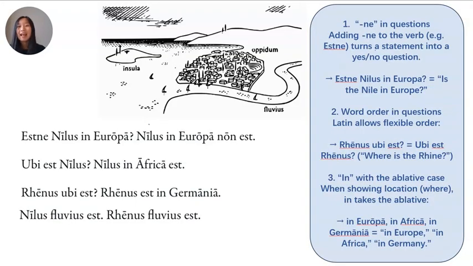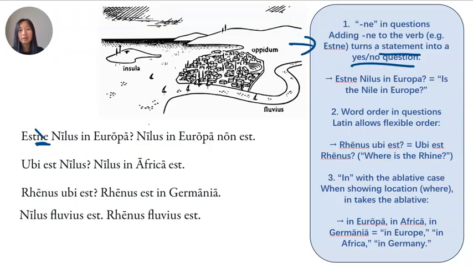So, Esne Nilus in Europa? Nilus in Europa non est. So first of all, what does this mean? This means, is the Nile in Europe? So the NE is what makes this a question. As you can see here, I've put a little grammar box by the side to make it a bit easier for everyone, mainly for me. But it basically turns a statement, so a normal sentence, into a yes or no question, right?